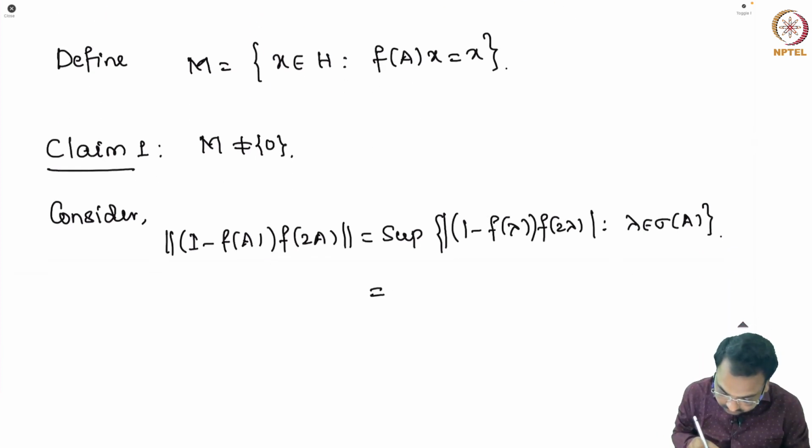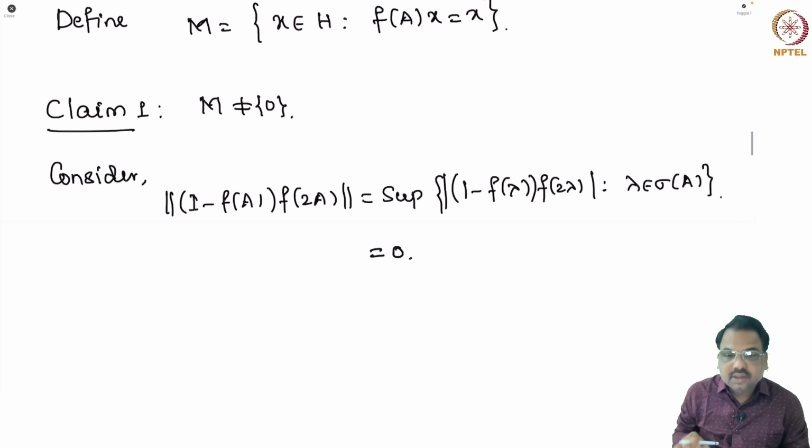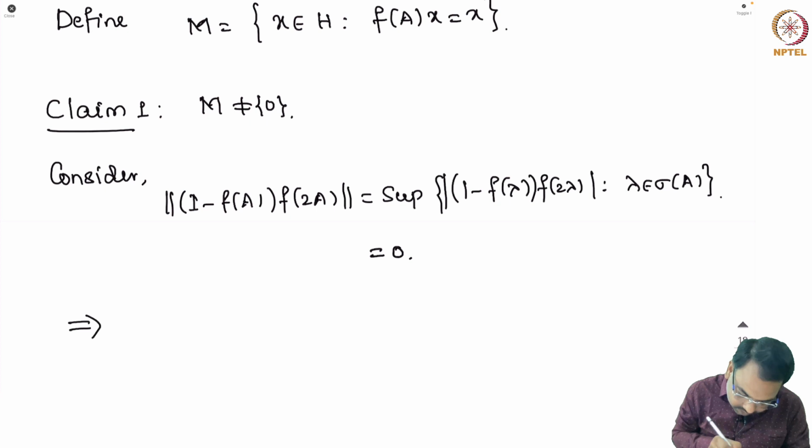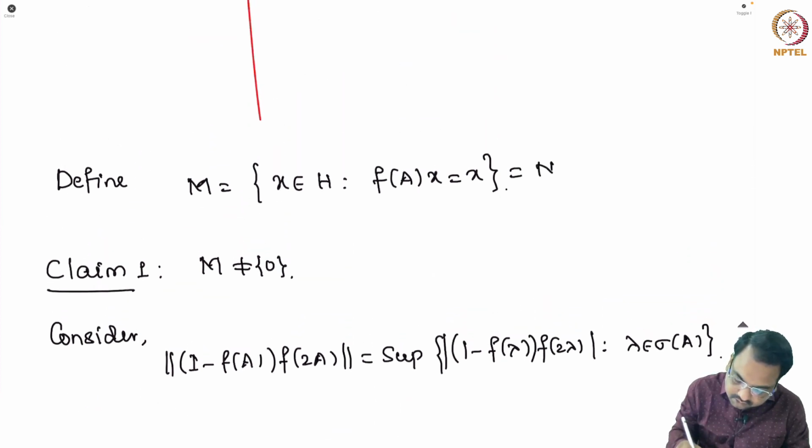So this value is 0, because when mod lambda is bigger than epsilon by 2, then 2 lambda is bigger than epsilon. By looking at the definition, we can conclude that f of 2 lambda becomes 0. On the whole, this function value is 0. So from this we can say that the operator is 0. Hence, we can say that range of f of 2a is contained in null space of I minus f of a, but this is nothing but M. This is null space of I minus f of a.